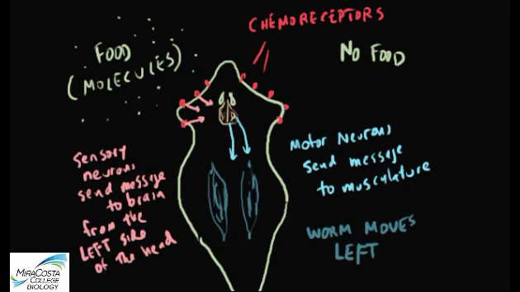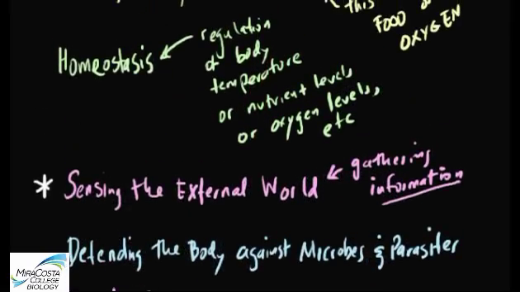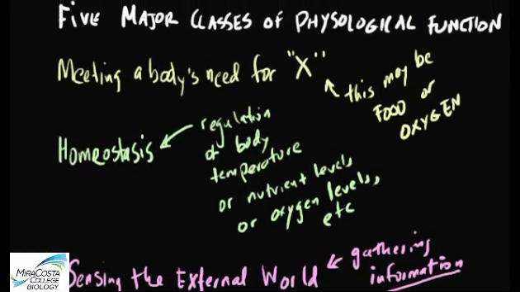Okay, so that's easy enough. The nervous system is at the core of our ability to gather important information from the world around us. The less obvious part of this lesson is that the nervous system also plays a big role in the first two of the major physiological functionalities, meeting the body's need for X and homeostasis.